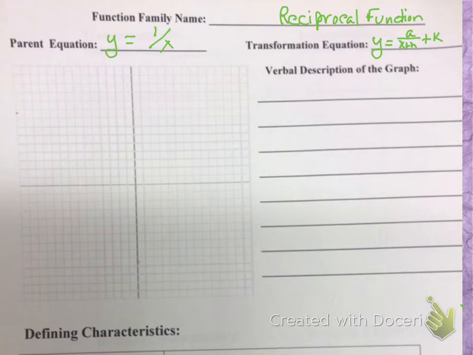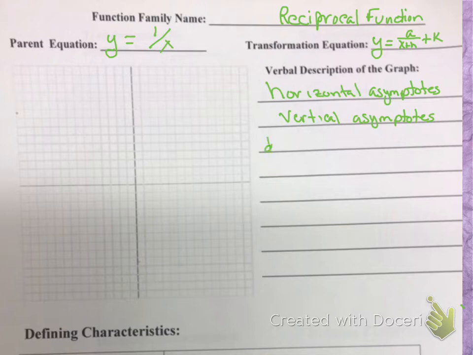It comes with some things called horizontal asymptotes and vertical asymptotes. Asymptotes are imaginary lines that the graph can never cross. And the reason this function has asymptotes and is different than the other functions we've looked at in the past is we have x in the denominator.